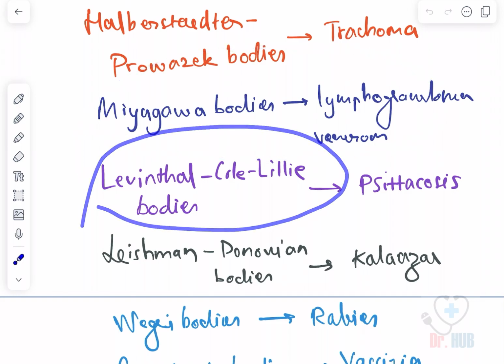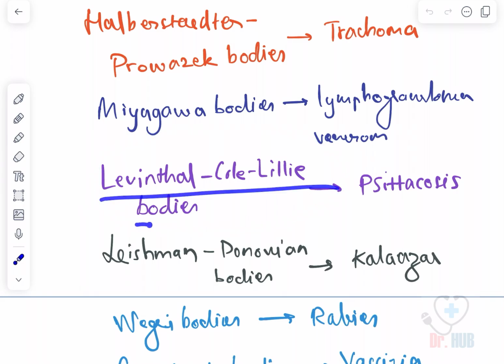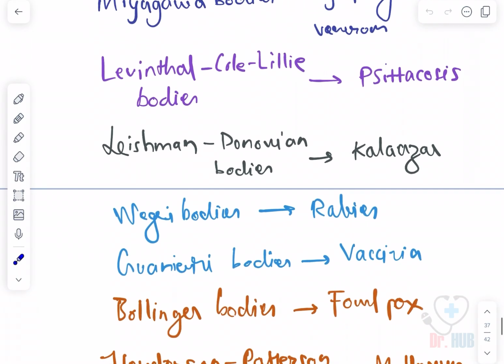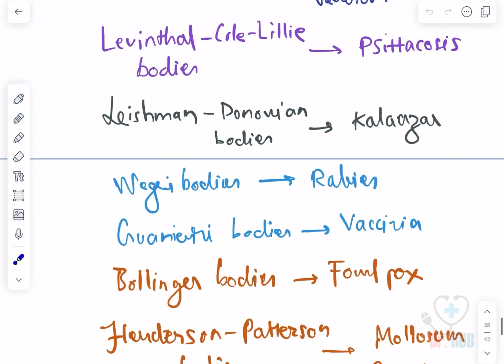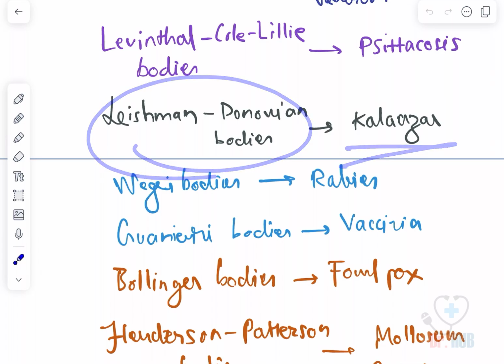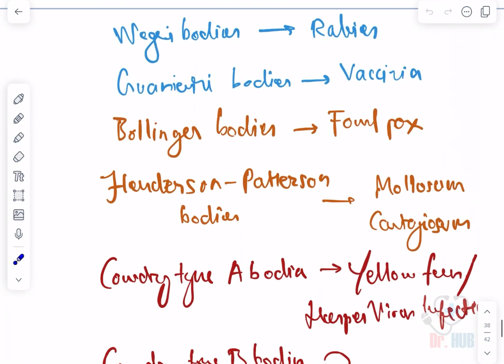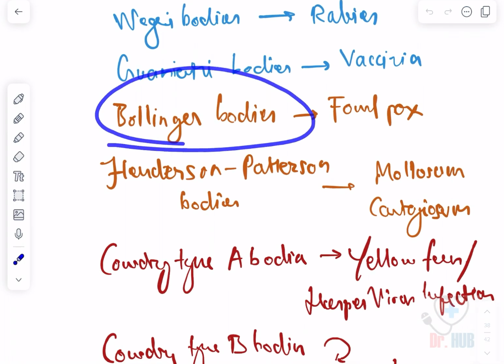Then the Levinthal-Cole-Lillie bodies are seen in psittacosis. The Leishman-Donovan bodies are seen in case of Kala Azar. The Negri bodies are seen in case of rabies. The Guarnieri bodies are seen in case of vaccinia. Then looking at the Bollinger bodies, Bollinger bodies are seen in fowl pox.